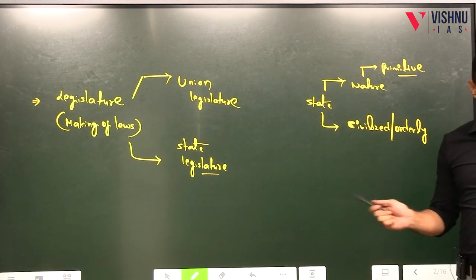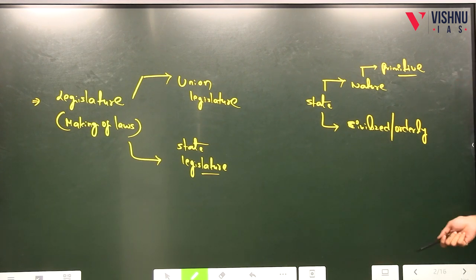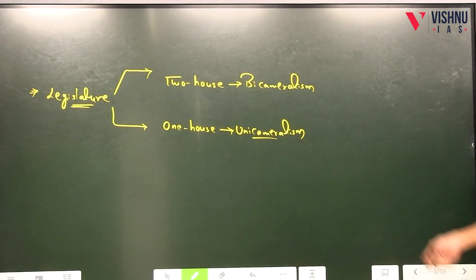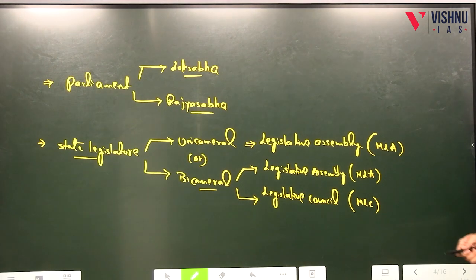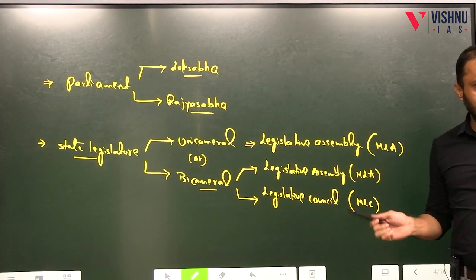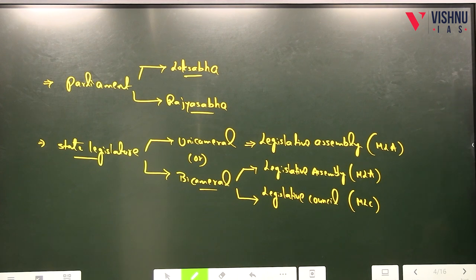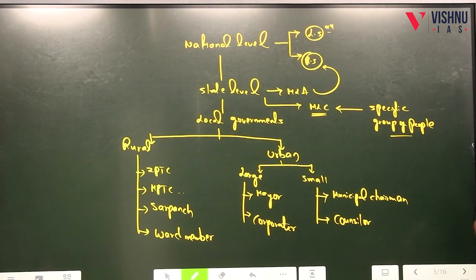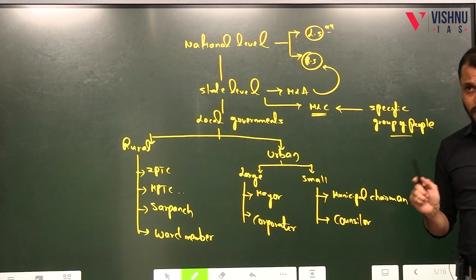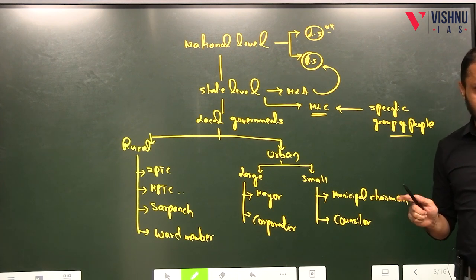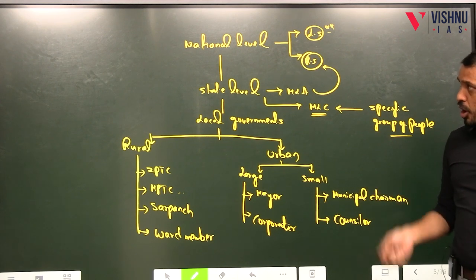Next, legislature, Union and State. The Union Legislature makes laws at the central level, the state at the state level. Next, legislature: bicameral, unicameral. Bicameral means two houses, unicameral means one house. Parliament is always bicameral in nature: Lok Sabha, Rajya Sabha. A state may be bicameral or unicameral, depending on the state. Six states in India follow the bicameral system. If the state is bicameral, assembly and council will be there. If it is unicameral, only assembly will be there. That means assembly is mandatory, council is optional.